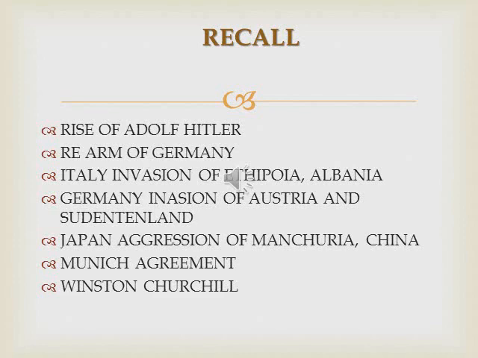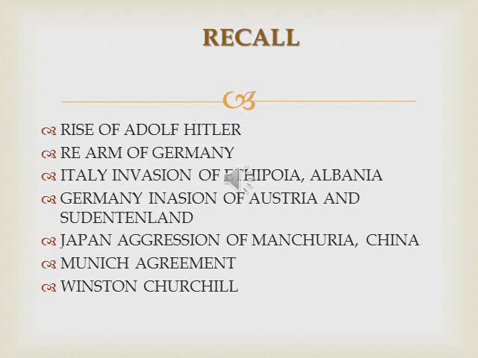Sudetenland is in Czechoslovakia. Hitler claimed that Sudetenland had German-speaking people, so that land belongs to Germany, and he invaded it. Then in the east, Japan occupied Manchuria and attacked China, and attacked Peking, the capital city of China. Then we discussed the Munich Agreement.